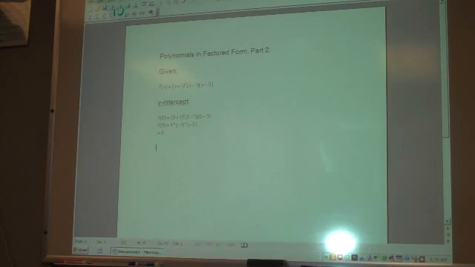How's that compare to my handwriting? A little better? It's actually legible. It is actually legible. Isn't that amazing?